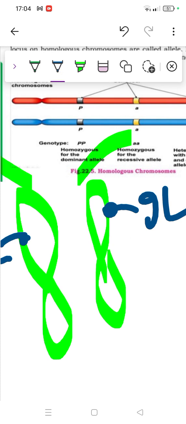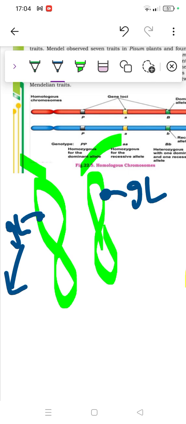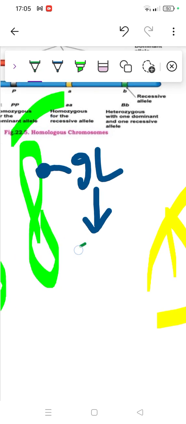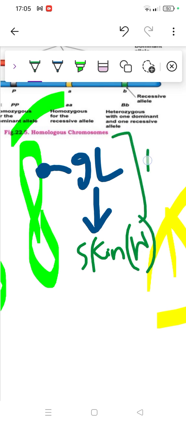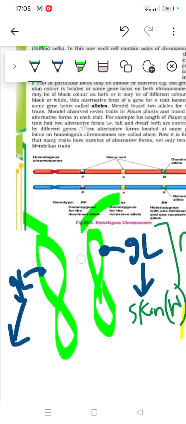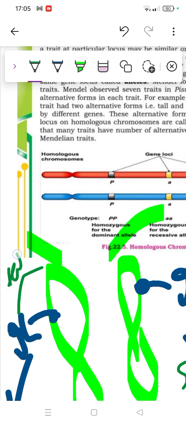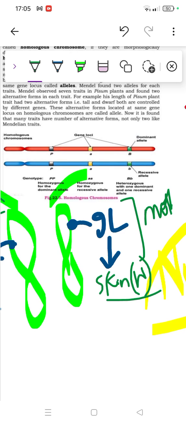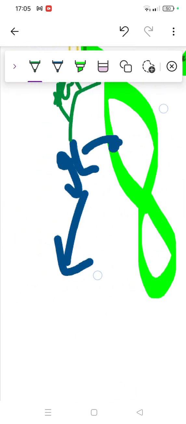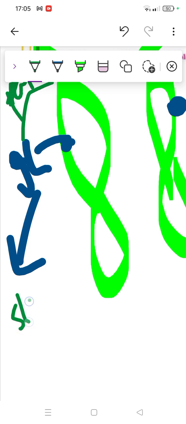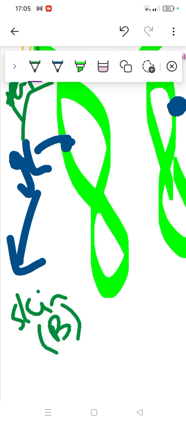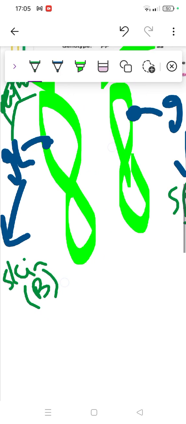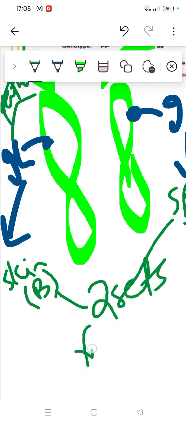So here this position is called a gene locus, which carries information. Here the information is, suppose, for skin. We know our skin color could be white. This is, suppose, for mother. This is, suppose, for our father. So this is called skin which is white, carrying white gene information. Here the skin is kind of black or not as white. So these two are different genes, but still we have gotten two sets from our parents.